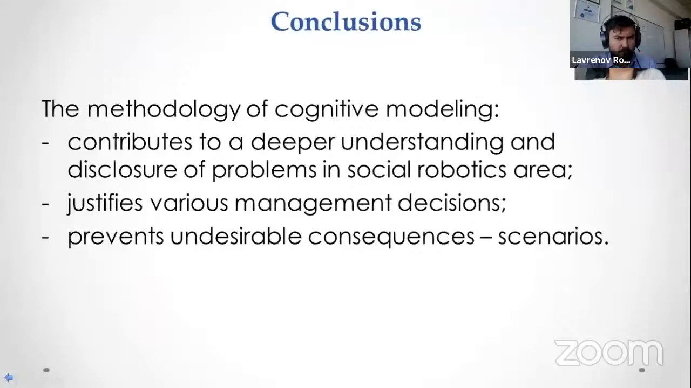The methodology of cognitive modeling of complex systems and the corresponding tools proposed for research in the subject area of social robotics can contribute to a deep understanding and disclosure of problems in this area. Imitation cognitive modeling helps to justify various management decisions, anticipating the possible development of processes in complex systems and preventing undesirable scenarios. The 2 simple tasks considered in this paper and the corresponding cognitive modeling of the social robotic system represent the main idea and possibilities of studying such systems.